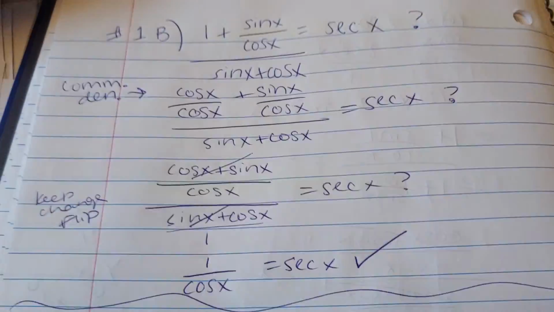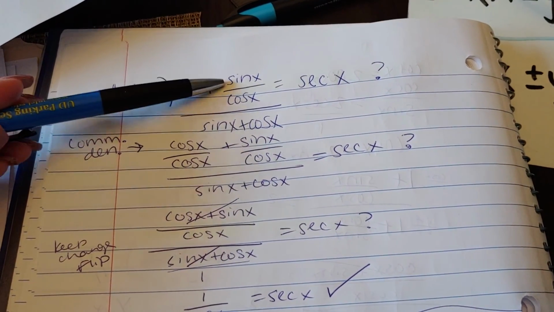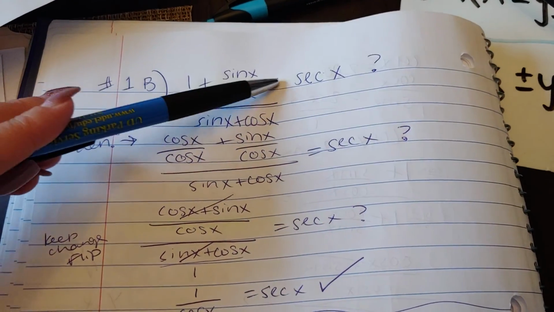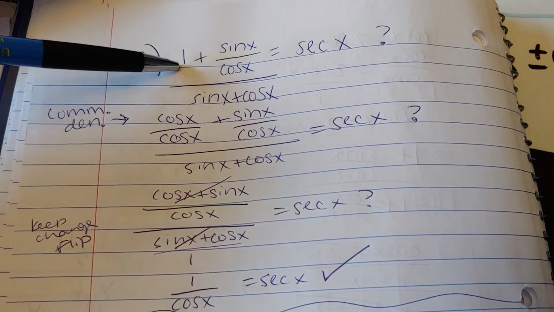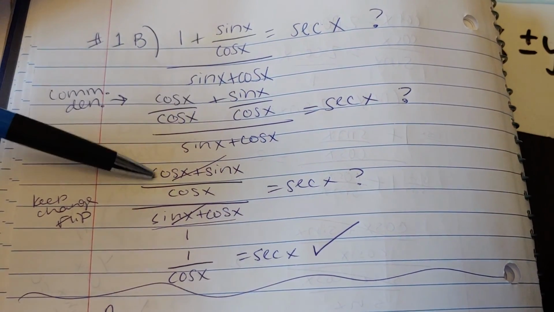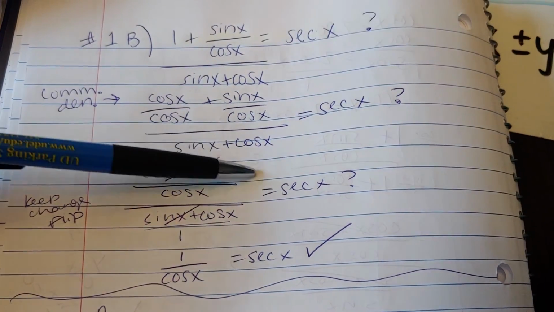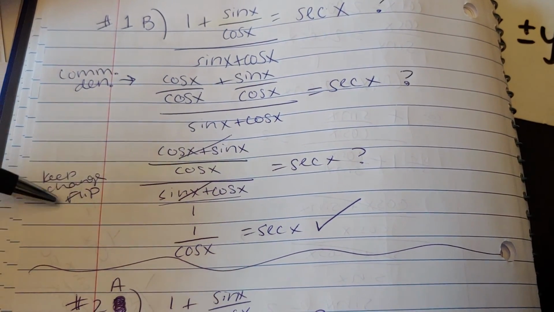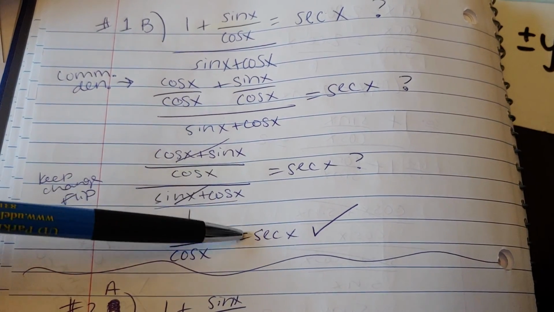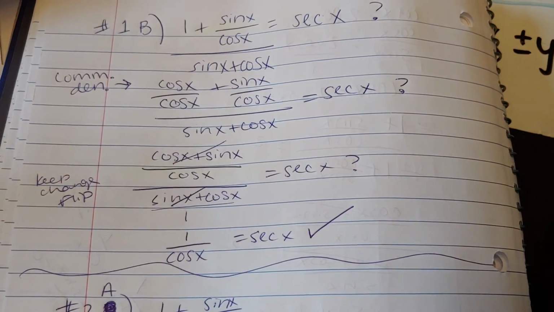Another way you could have done number 1B over here on my notebook paper, a little bit longer, is to convert tan into sine over cosine. So we have 1 plus sine over cosine divided by sine x over cosine x. Does that equal secant x? When we find our common denominator here and combine these fractions in the numerator, I get cosine x plus sine x over cosine x over sine x plus cosine x. Does that equal secant x? So when we keep change flip this, our cosine x plus sine x is crossed out, and I get 1 over cosine x. Is that equal to secant x? Of course it is. 1 over cosine x is equal to secant x.